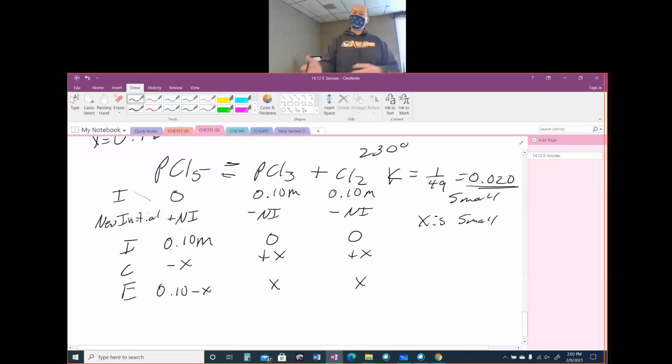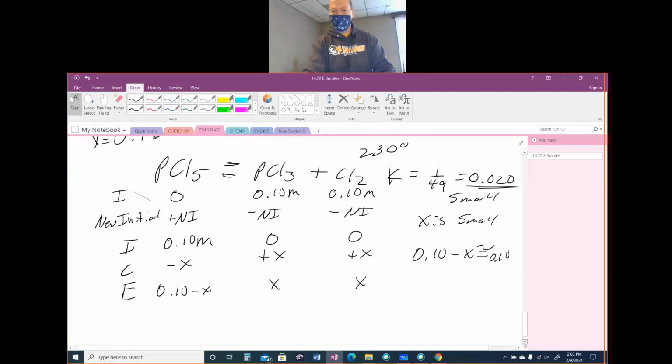The new initial thing is going to be very helpful on the next test. But good to see it here: you reverse a reaction, you invert your k value. All right, and so now we have a small x, and so we can then say that 0.10 minus x, this is how you do the concept of successive approximation. You say that when you take your 0.1 and you subtract a small number, it's going to be still about 0.1.